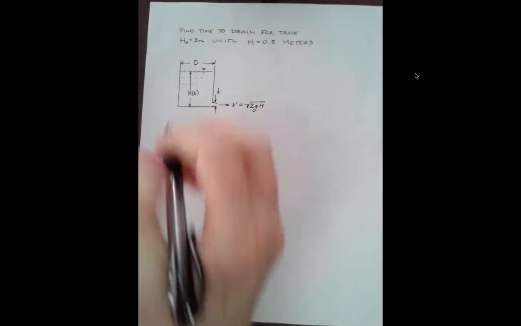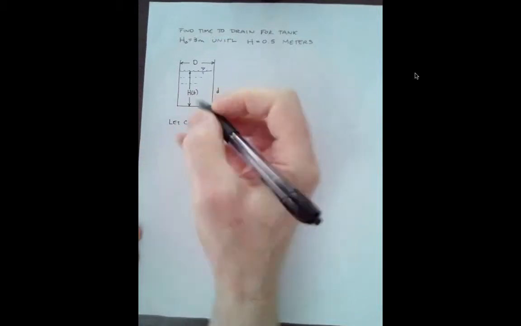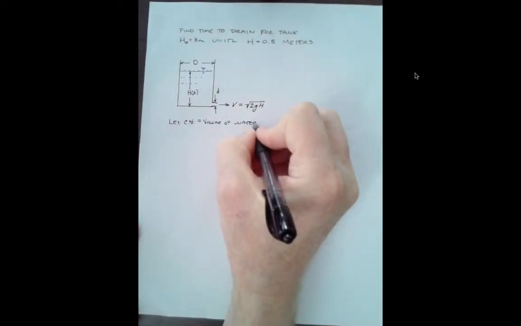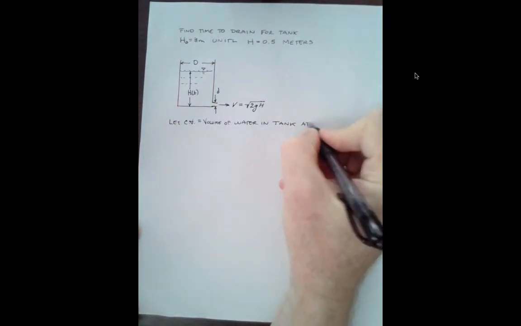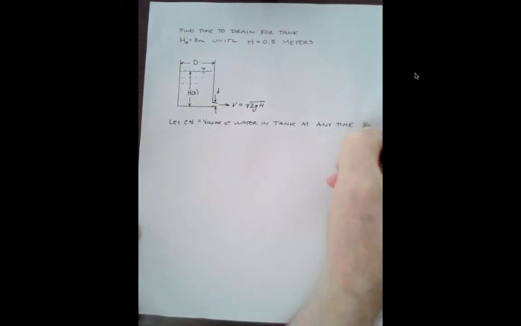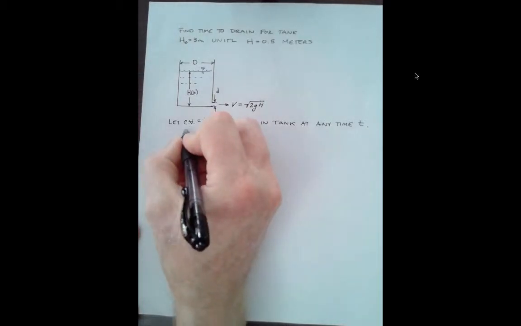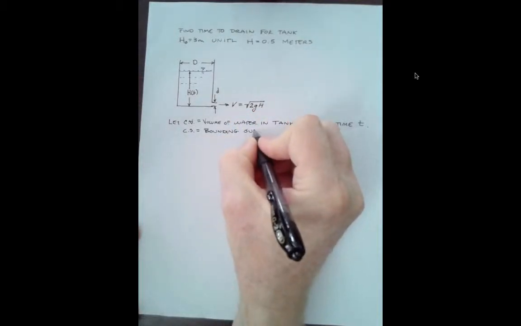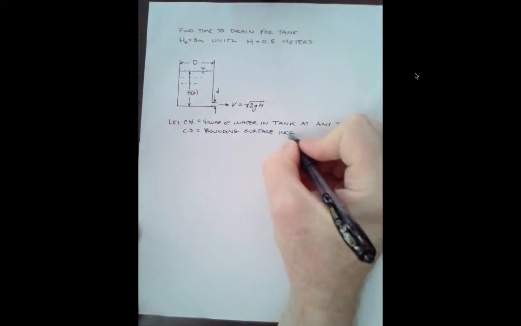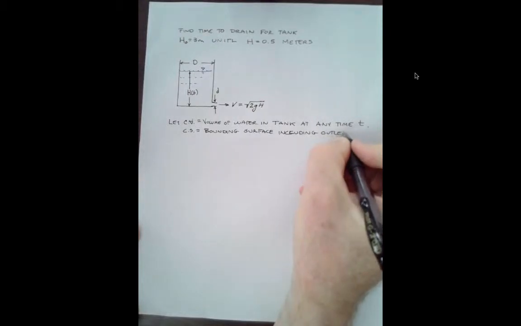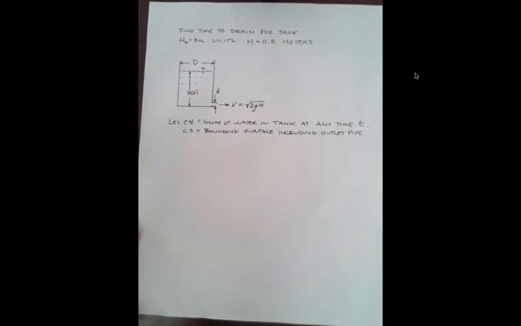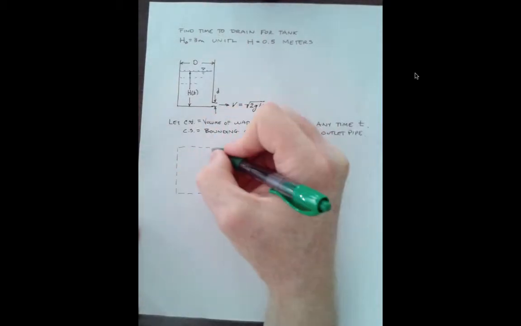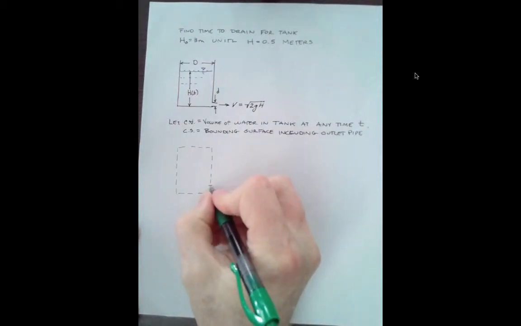Okay, so we're going to let the control volume equal the volume of water in the tank at any time t. And the control surface will be the bounding surface including the outlet pipe. So here is my control volume in green, for lack of, currently I only have 4 colors to work with. So there's my outlet.